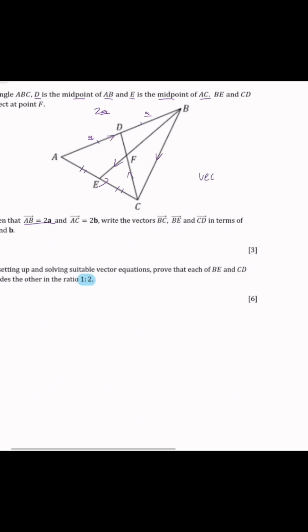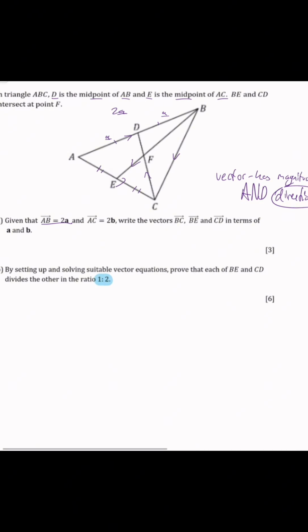The reason we use arrows is because a vector has magnitude and direction. Whereas a scalar just has magnitude, we're going to need the direction, so we need the arrows.